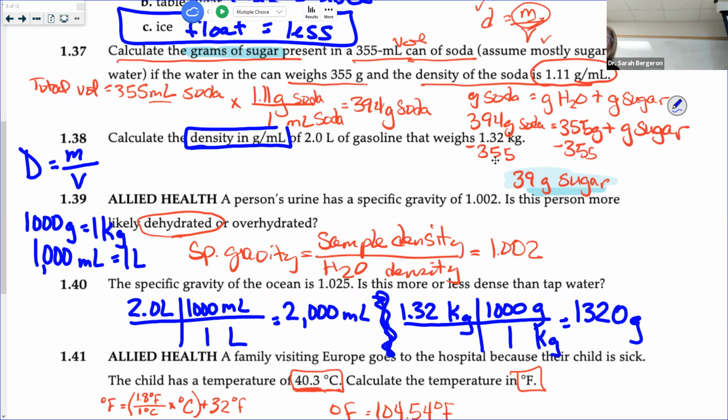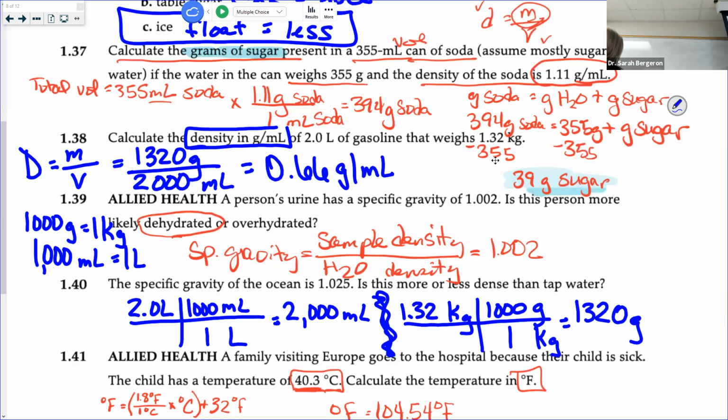All right. So now we can come back and plug this into our formula. So what's my mass? What's my volume? What's my final density? Units? Grams per milliliter.